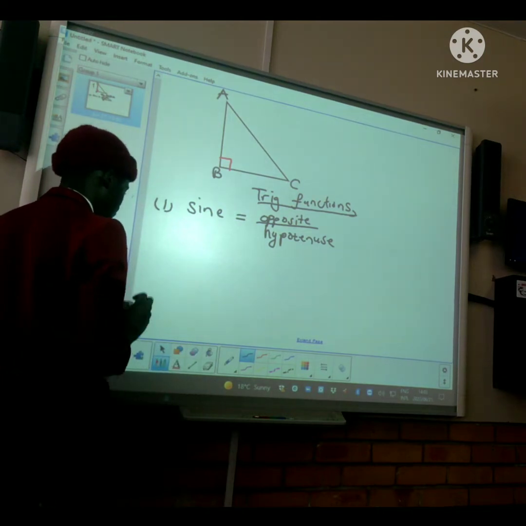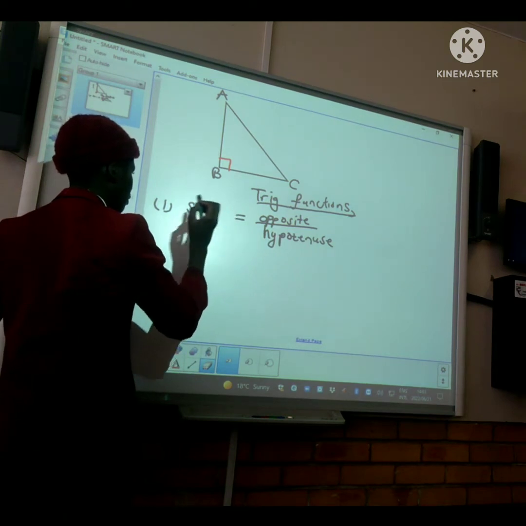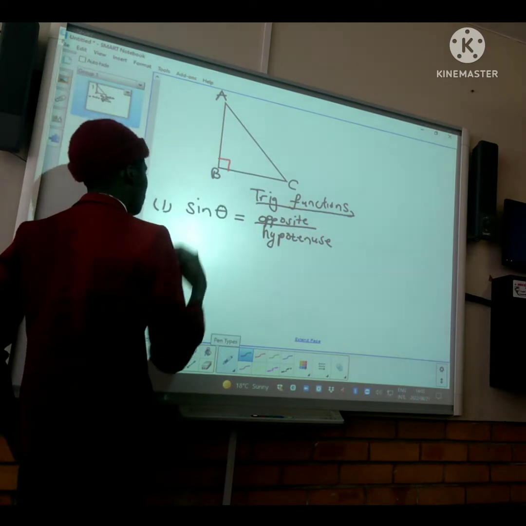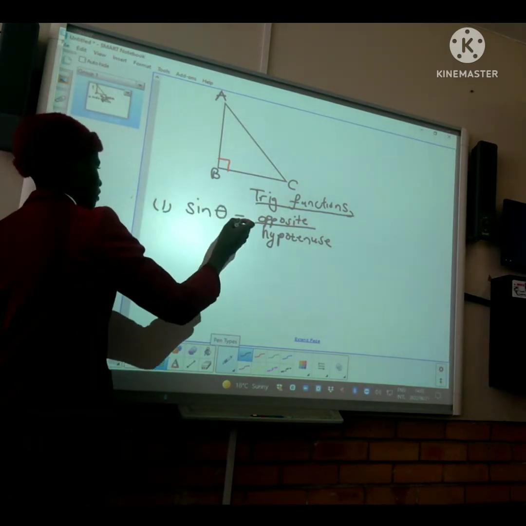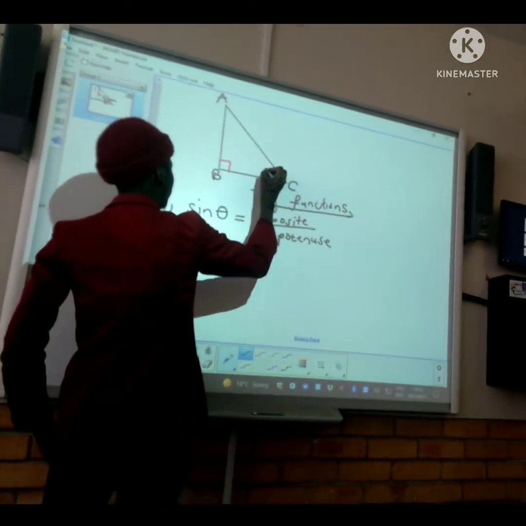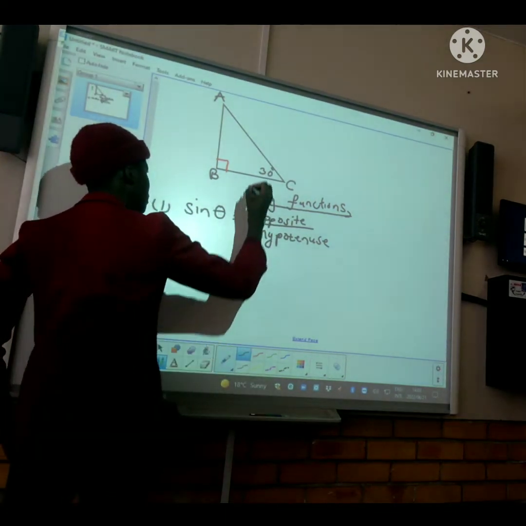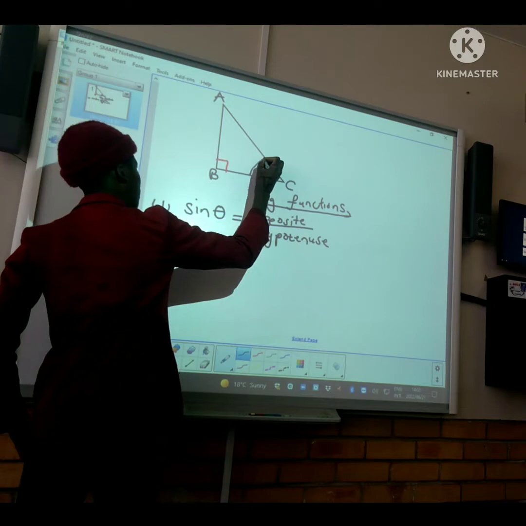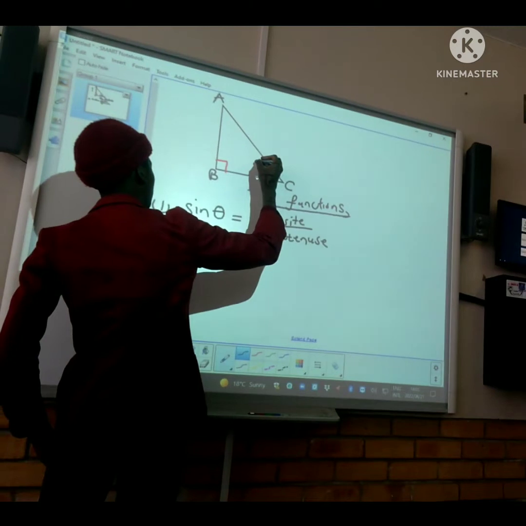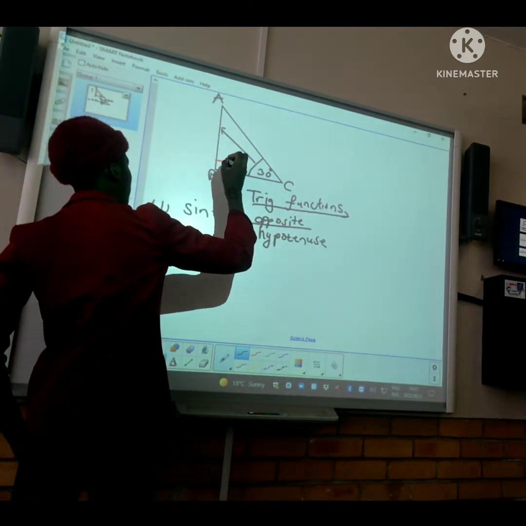So actually let me just write sin. That's how you write it in short, and then you put that theta, which represents an angle within that triangle. So sine of theta is equal to opposite over hypotenuse. Suppose we put 30 degrees there on angle C. It means the angle that is formed by A and B, which is angle C, is equal to 30 degrees. So that theta is represented by 30 degrees.